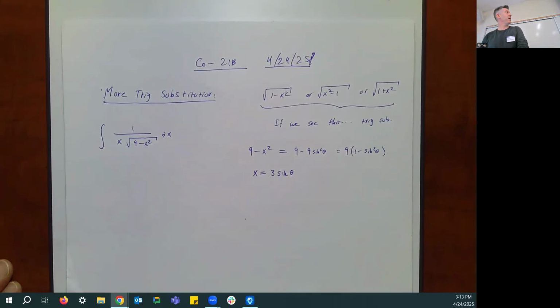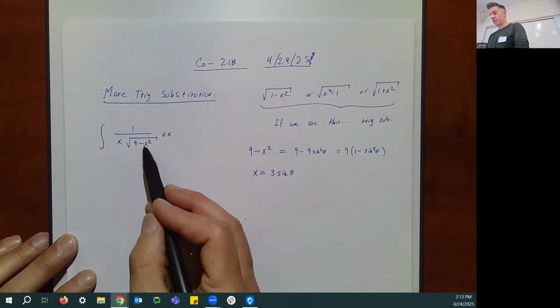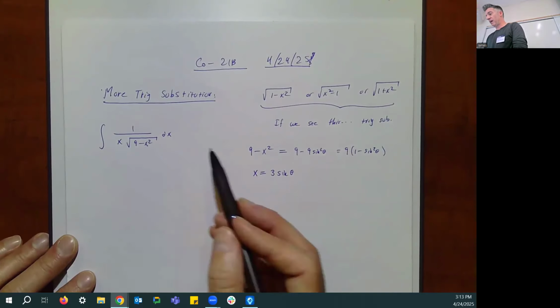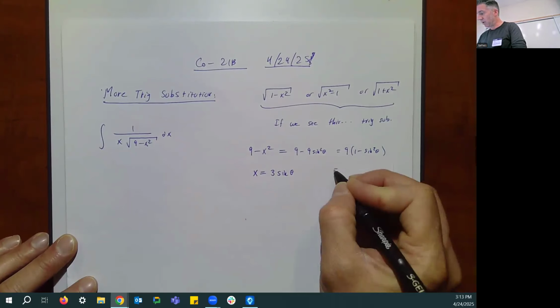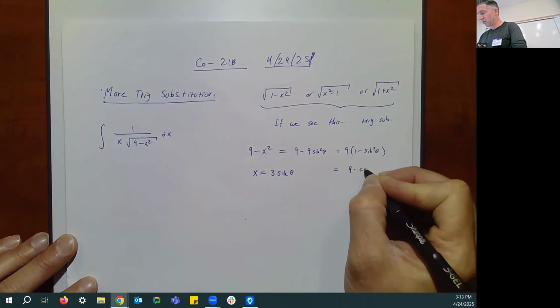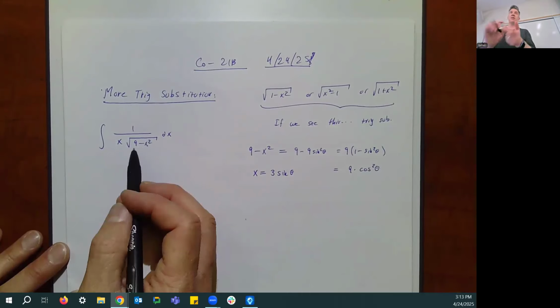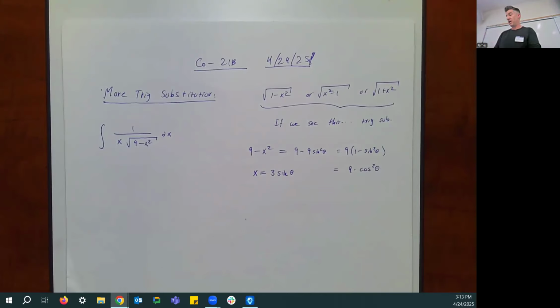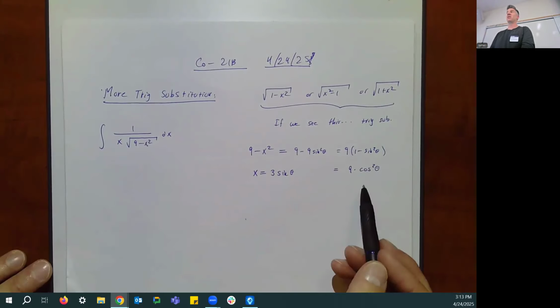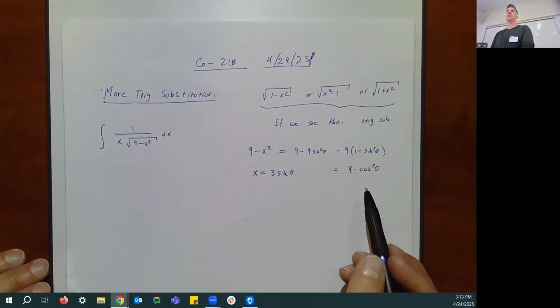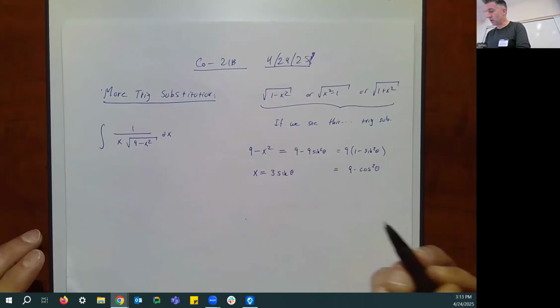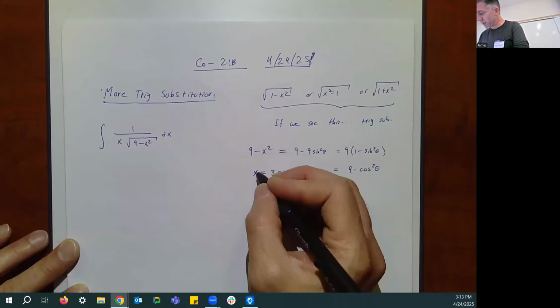Because then if we plug that in, our 9 minus 9 sine squared is going to be 9 times 1 minus sine squared, and that's going to equal 9 times cosine squared theta. So that the thing that's inside the square root, instead of being something minus something else or something plus something else, it's just one term that is easily square rootable. So that's not a real word, but we go. Okay. So we're going to make this choice.